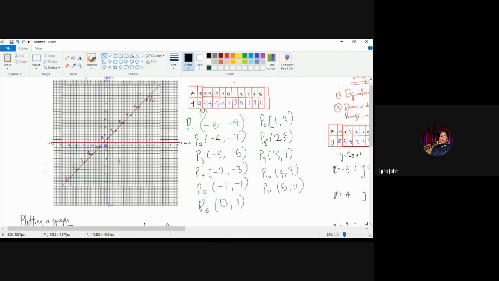Okay, so this is our graph. We have successfully completed 80% of our graph plotting. Now the final thing we're going to do in this graph is to find the slope. So how do you find the slope? The slope is the change in the y-axis all over the change in the x-axis. That is called the slope.